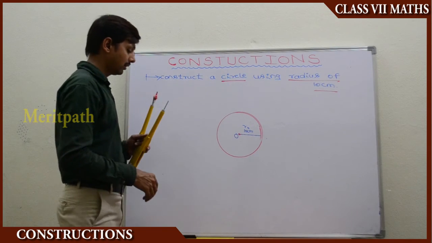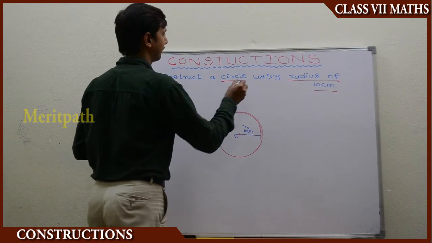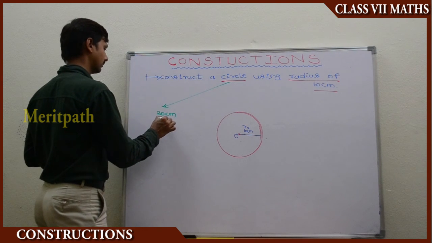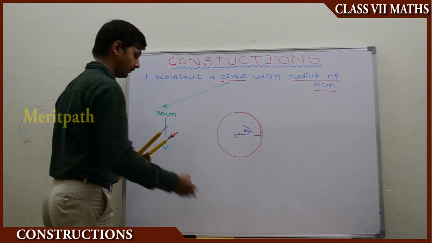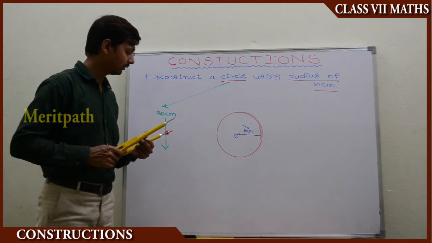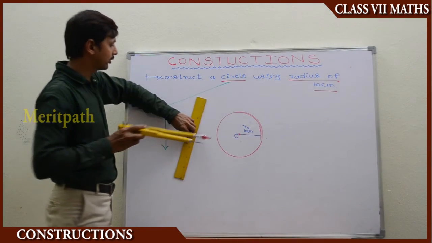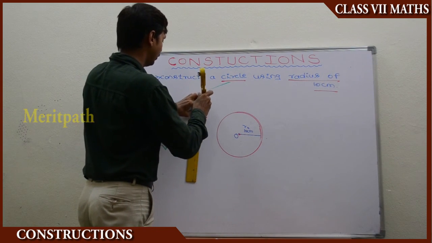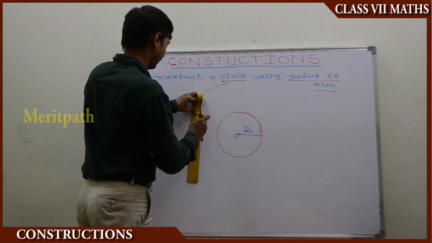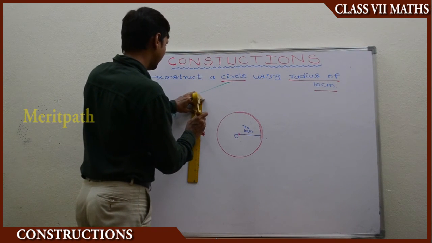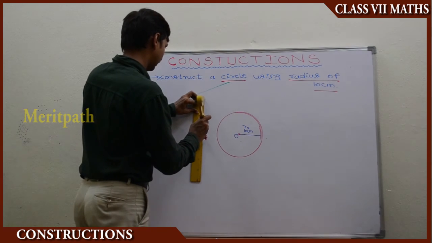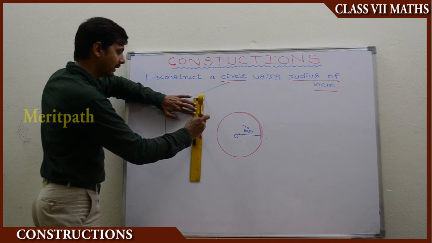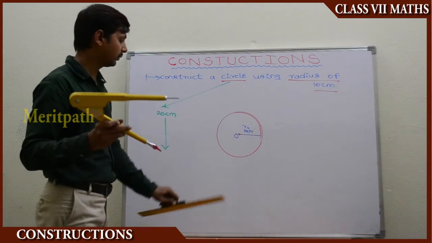Let's draw a circle using 20 centimeters. Similarly, we'll take 20 centimeters on the compass. This is the measurement we have taken, 0 to 20. Exactly 20 we need to take. So 0 and 20 is the measurement. So this is 20 centimeters.